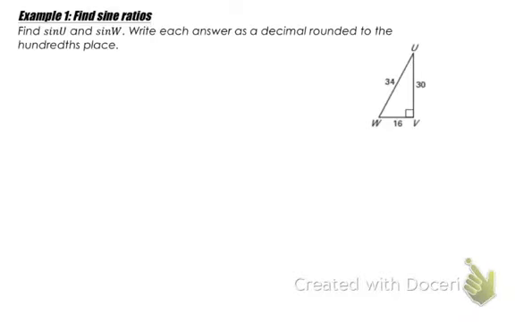Alright guys, in this video it's part 2 of 4 for this specific lesson, and we're going to use the sine function and apply that to a triangle to set up the ratios and figure out what the sine of a specific angle would be. Alright, so this example says that we have to find the sine of u and the sine of w. We have to write each answer as a decimal rounded to the hundredths place.